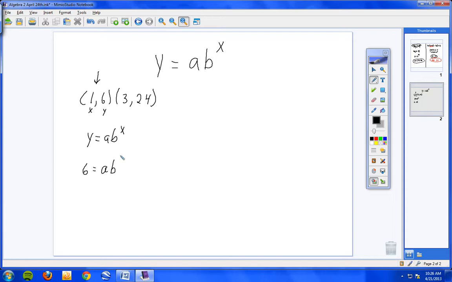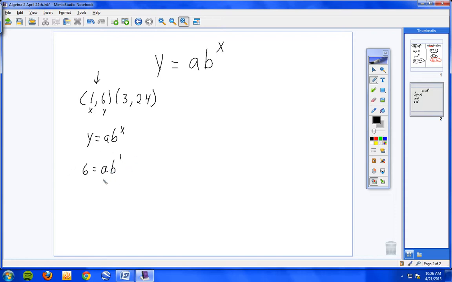And where x is, I'm going to substitute 1. Everybody okay with that? Pretty simple. All right. So step 1 says substitute one ordered pair into your model and then solve for A. Now, if I want to solve for A, what are A and B doing together? They're multiplying, are they not?